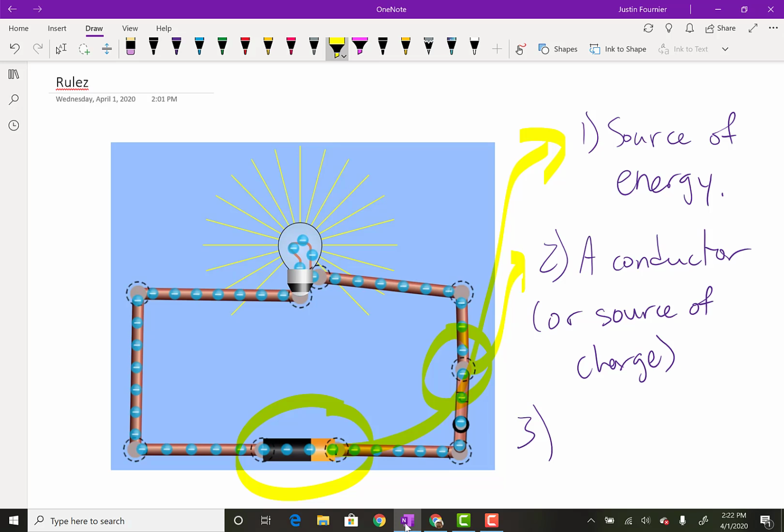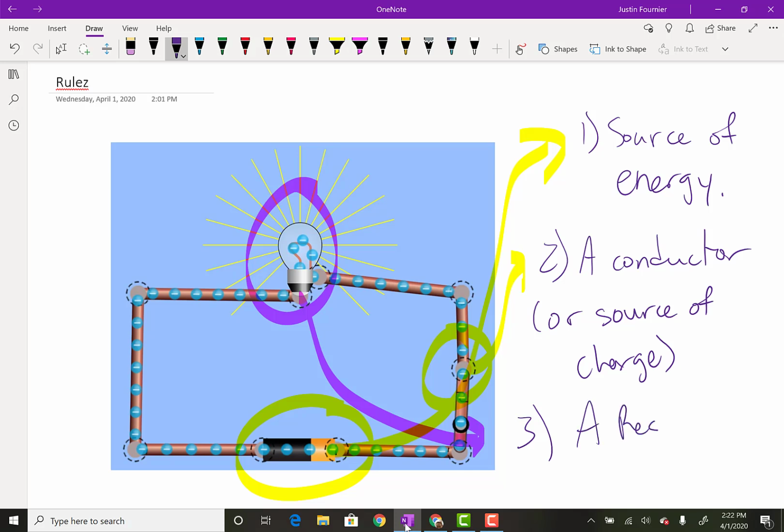Okay, and then the last thing that I would need is this right here, which is what we call a resistor. So I need a resistor. And yes, a light bulb is a resistor, even though this particular resistor is producing light. Some resistors just resist current. That's all that they do. We'll talk about resistors a little bit later.